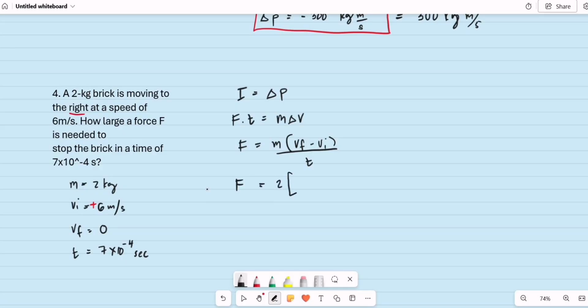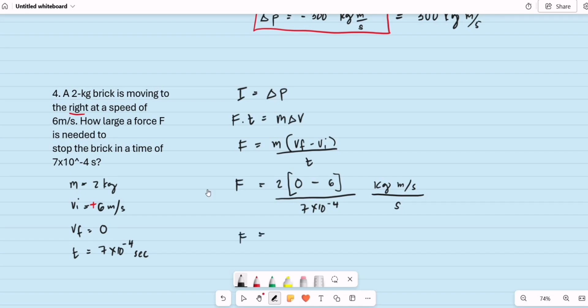What is our final velocity? So it should be 0 minus, what is our initial velocity? We have that as positive 6. And then this is to be divided by the time, 7 times 10 raised to negative 4. So if you are to observe the units on the numerator, that is mass, we have kilograms, and the velocity is in meters per second. And the unit of the denominator is in seconds.